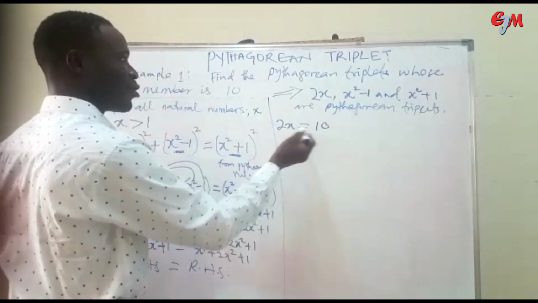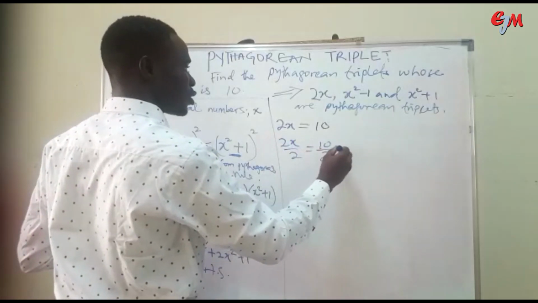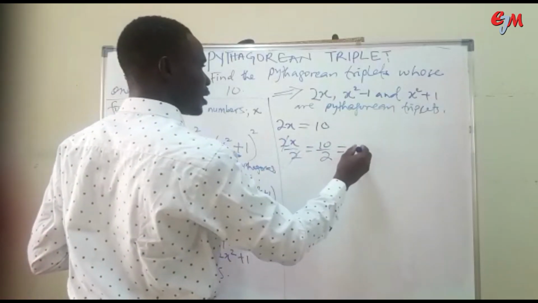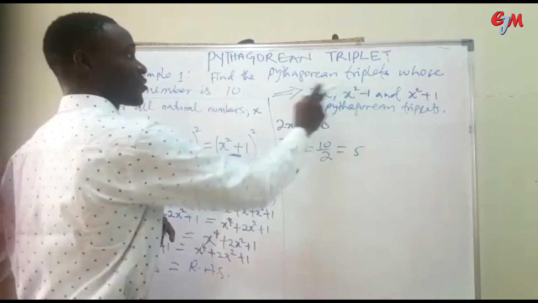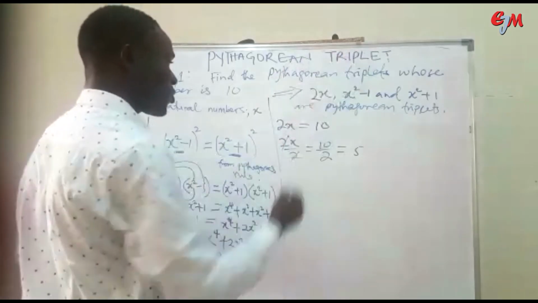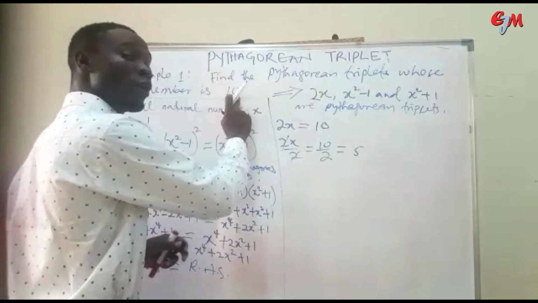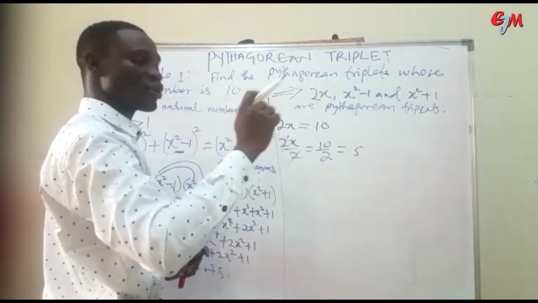How do you get x? Divide both sides by 2. So that 2x over 2 equals 10 over 2. So what we have here now is that your x is equal to 5. Can you now see? x is 5. You understand? Alright, so remember we already know one member. So what we're looking for now is the second and the third one.